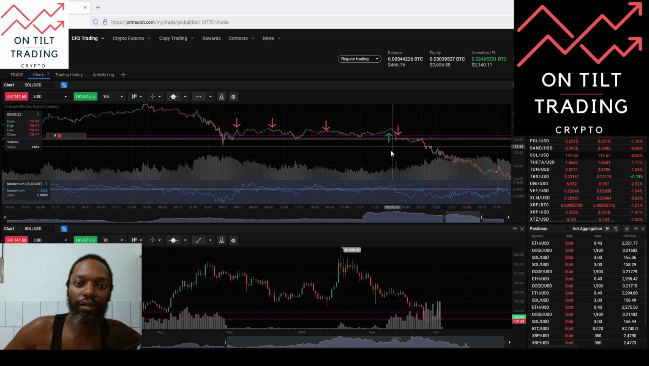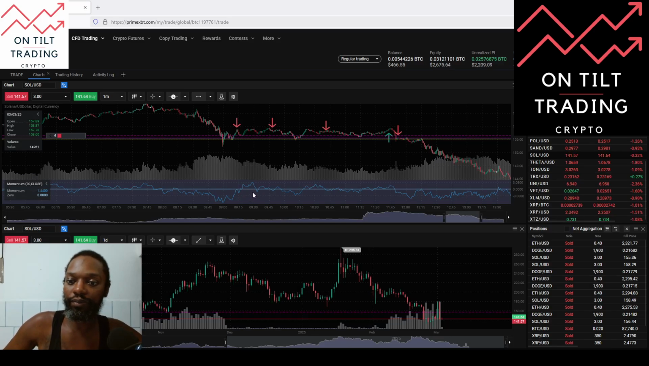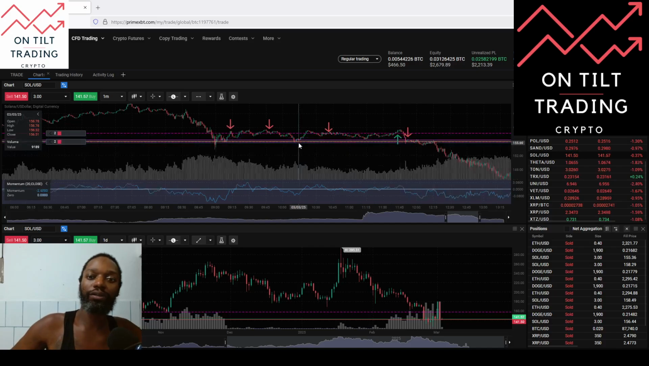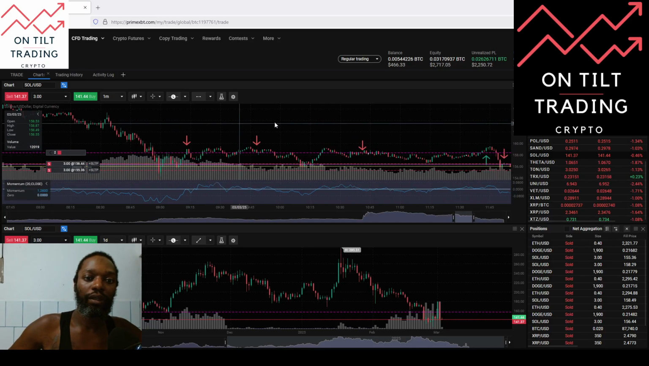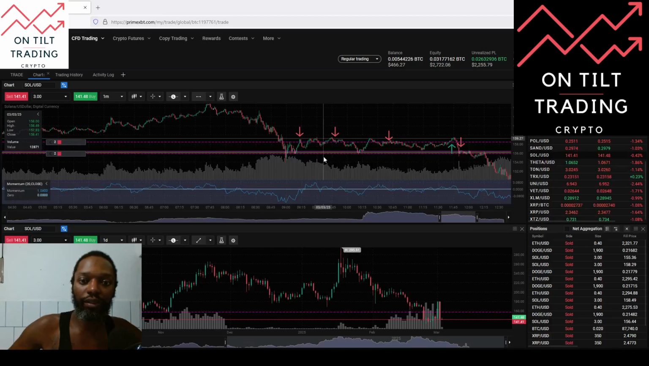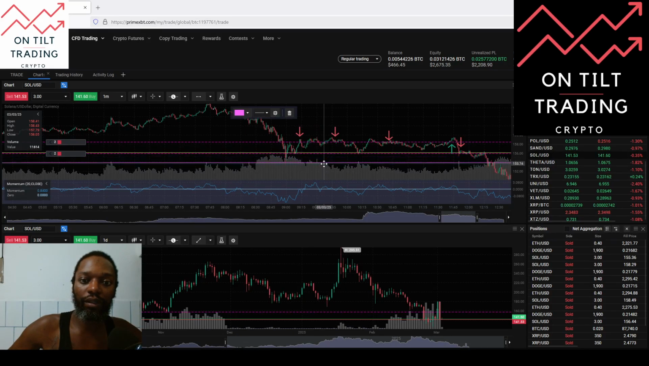So let me set up my chart for you guys. This top level of the charts, we have candlesticks. This mid level here, we have volume profile. And this lower level here in the blue, we have momentum indicator. So we'll zoom in here. Okay, actually we'll zoom out a little bit.